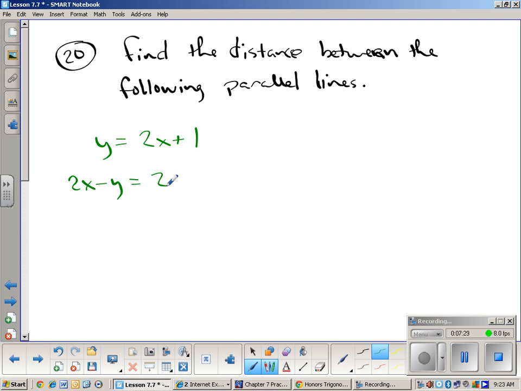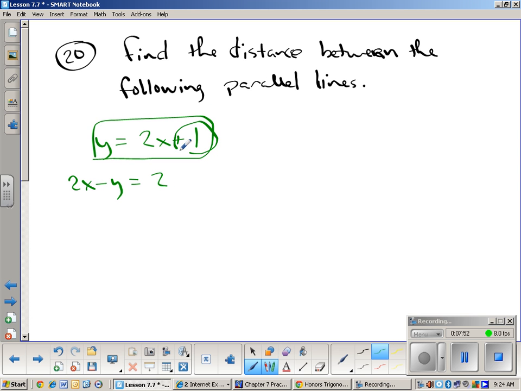We found the distance between a point and a line. So if I have two lines, how do I find the distance between two parallel lines? Find a point that passes through. Take a point from one of the lines. And this one's in slope-intercept form.